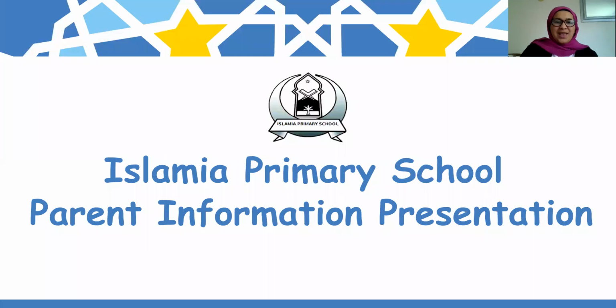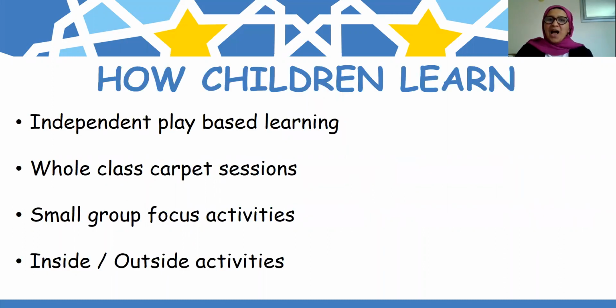So, the parent information presentation. So, how do children learn at Islamia? We have a range of activities. Some of them are independent and play-based learning activities. Others are whole class carpet sessions. There might be a small group focus activity, which is usually led by an adult. And there are a range of inside and outside activities.